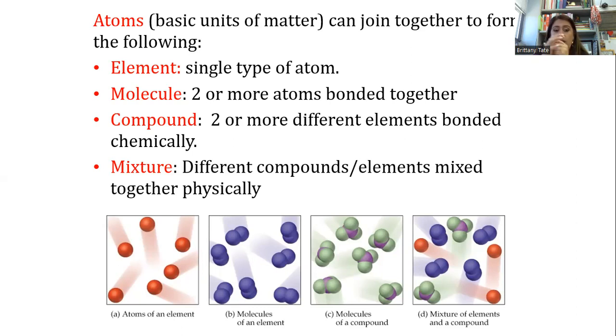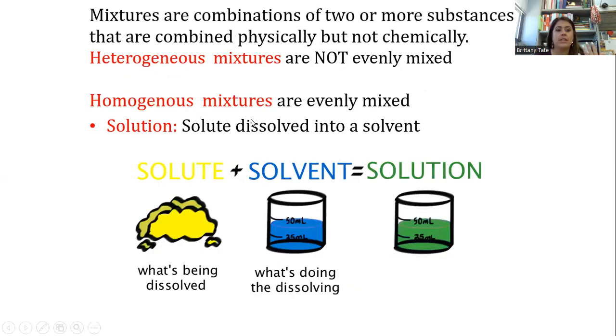A compound is when two or more different elements are chemically bonded. So for example, water: two hydrogen, one oxygen. They're chemically bound together and we get water. And then finally, a mixture. This is when we have different compounds and elements all mixed together. And we have different types of mixtures. We have heterogeneous and homogeneous mixtures.